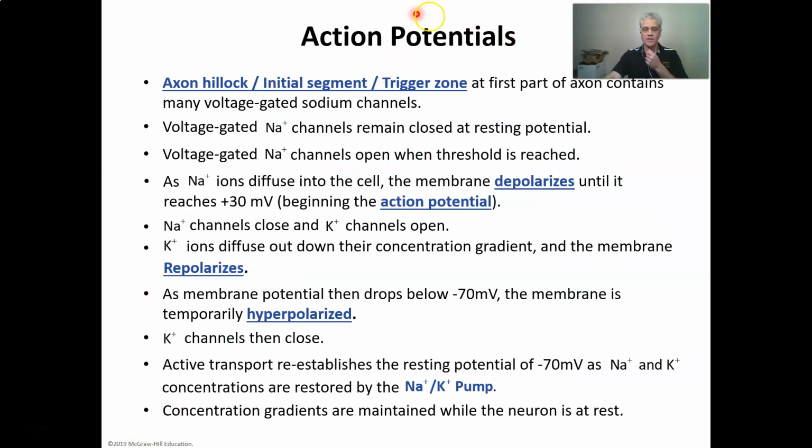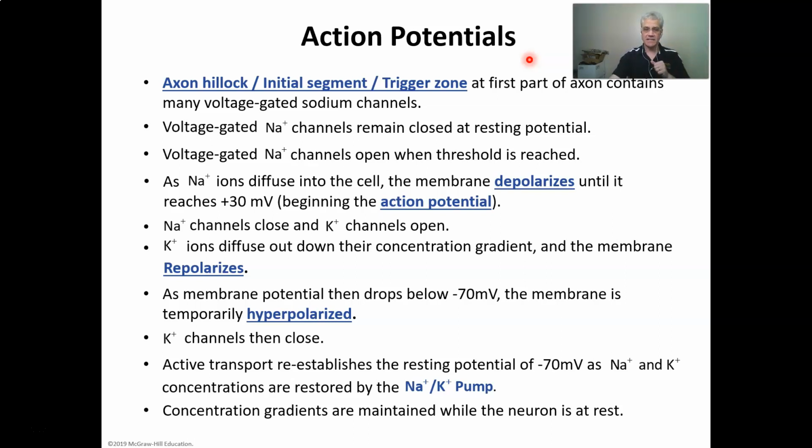Now, the only place where an action potential starts is what we call the initial segment, sometimes referred to as the trigger zone, sometimes referred to as the axon hillock. That is the very start of the axon. And remember, there are a lot of dendrites, one cell body, and one axon. Axons take neuronal signals away from the cell body onto the axon terminal. Dendrites bring information from other neurons into the cell body.